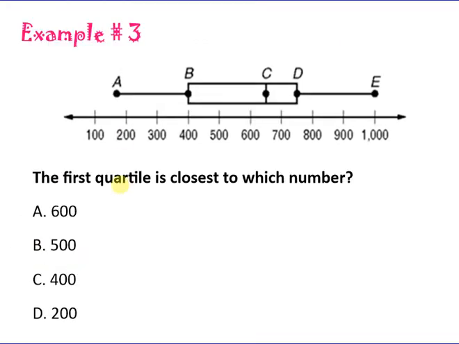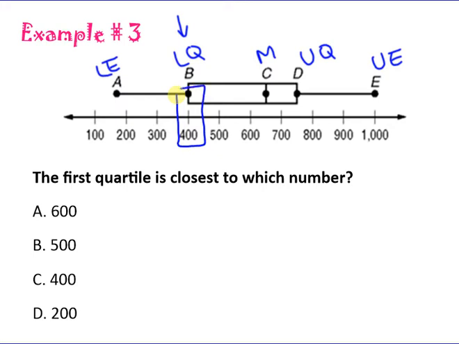All right, number 3. The first quartile is closest to which number? So again, you're going to have to first find where is the first quartile. So let's label. So this is the lower extreme. That's the smallest number. This is the lower quartile. This is the median. This is the upper quartile. And this is the upper extreme. So where's the first quartile? That's this right here. So which number is it closest to? And that would be C, 400.